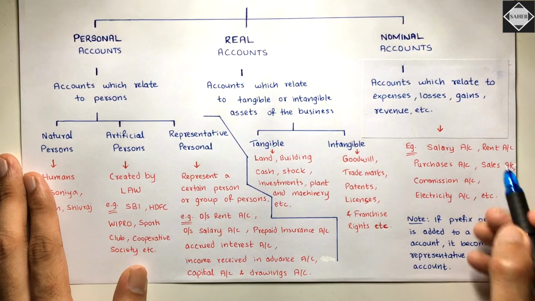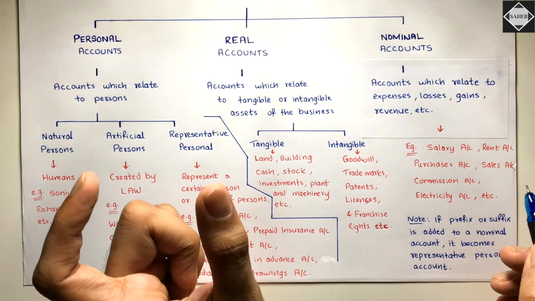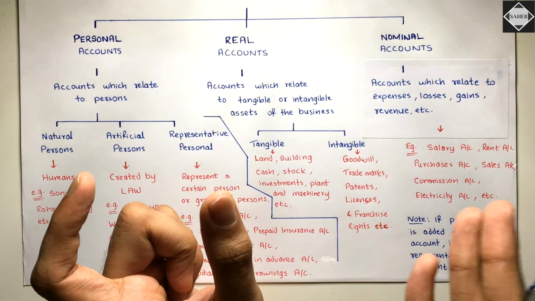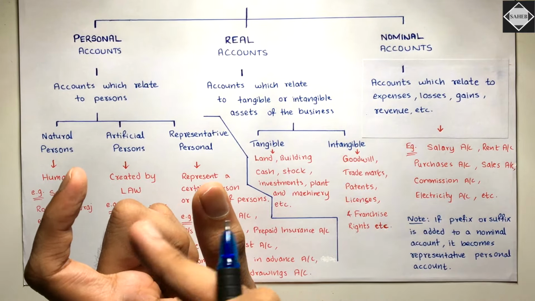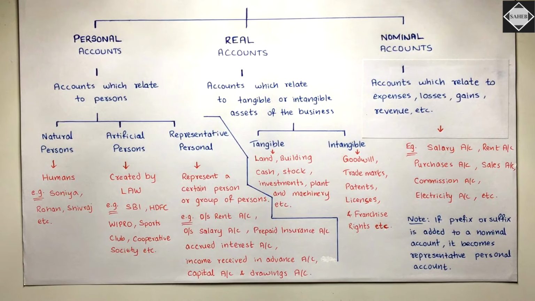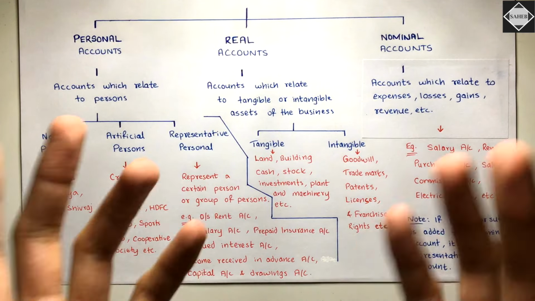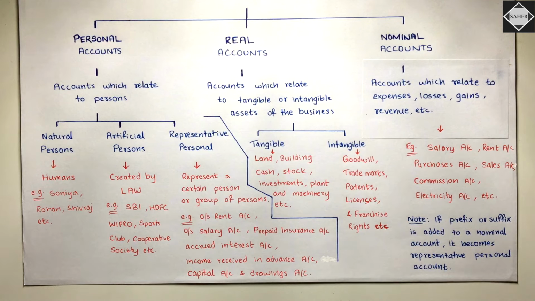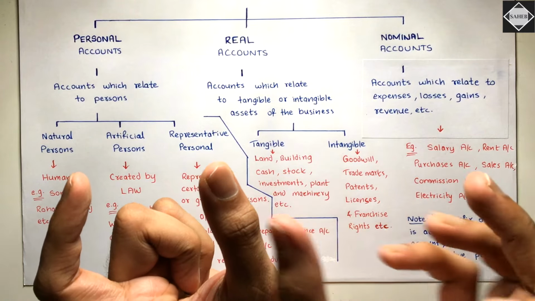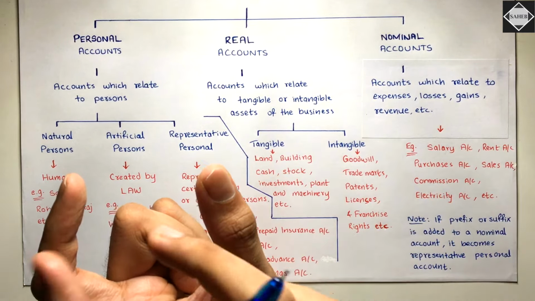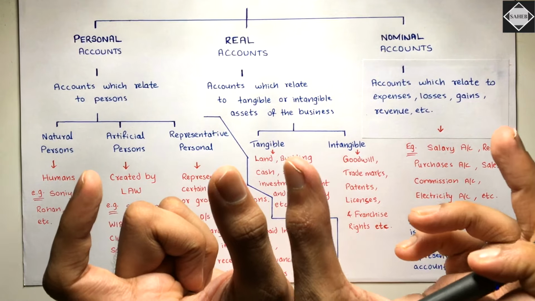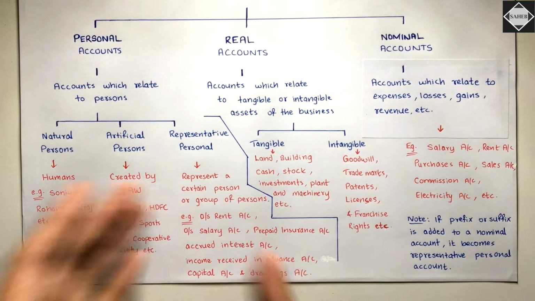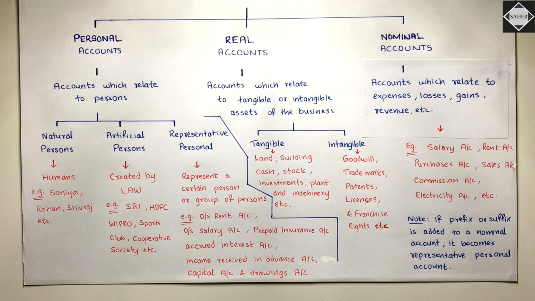Same with rent. Now to this rent, if you add a suffix, a word after this, rent paid in advance, then this becomes a representative personal account. Prepaid rent or rent paid in advance, something like that, or rent received in advance. Rent is there, rent received in advance. If that's the case, then this is what? A suffix. The word rent is there, you have added a suffix, then it's no longer a nominal account, it has become a representative personal account. Is that clear? So that was the last thing that you had to understand. Now we are fully over with the concept.